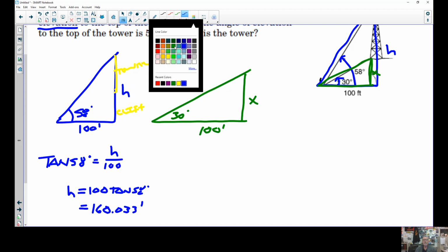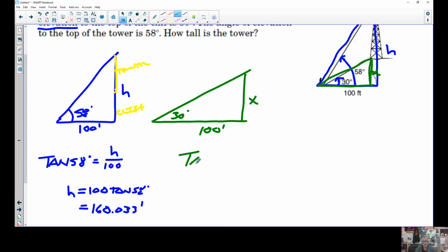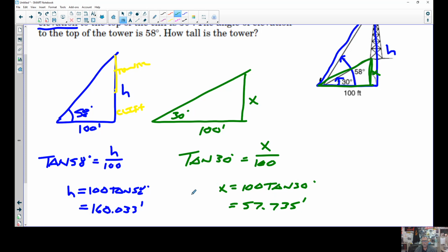Now let's look at this one. With the same one, I can do the same idea. Tangent 30 degrees is going to equal the side opposite, which we're calling x, over the side adjacent, which is 100. So x would equal 100 tangent 30 degrees. And we do 100 tangent 30 degrees. We get 57.735 feet. So how do we know how tall the tower is?